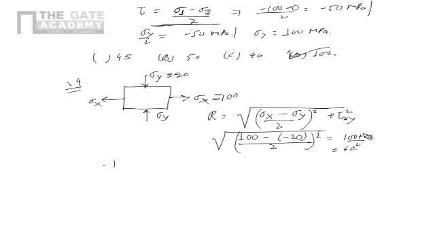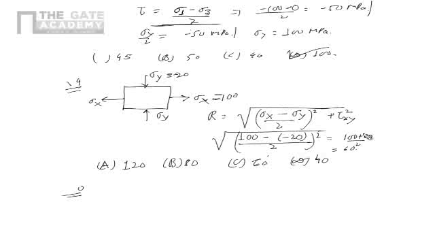So let's see the options which are there. Option A is 120, option B is 80, option C is 60, and option D is 40. So obviously option C is the right option. You have to just remember the formula for radius of the Mohr circle. Radius of Mohr circle is nothing but the maximum shear stress value. So that's it.